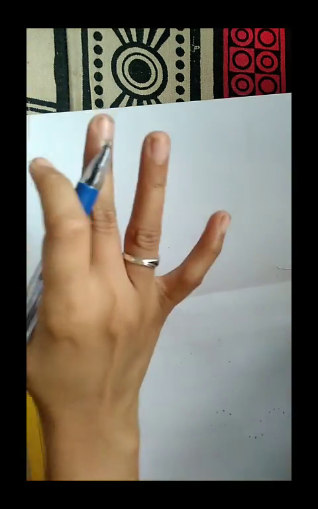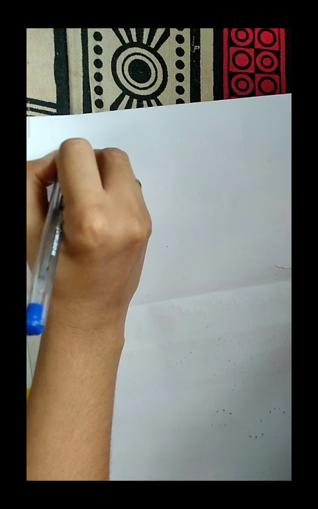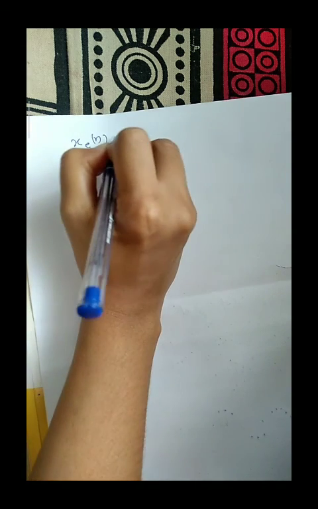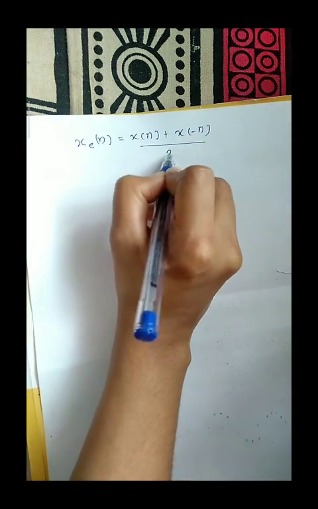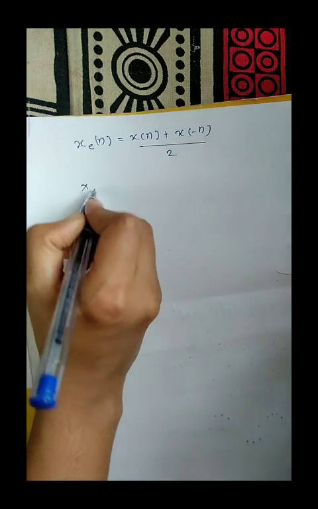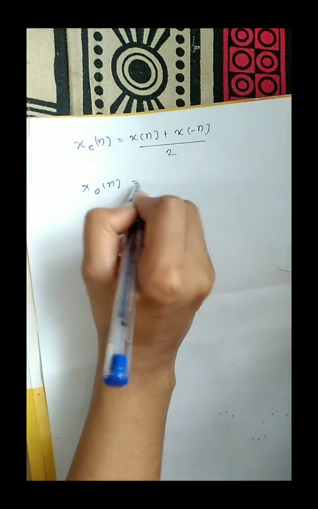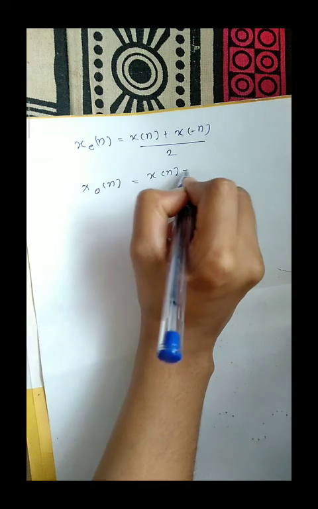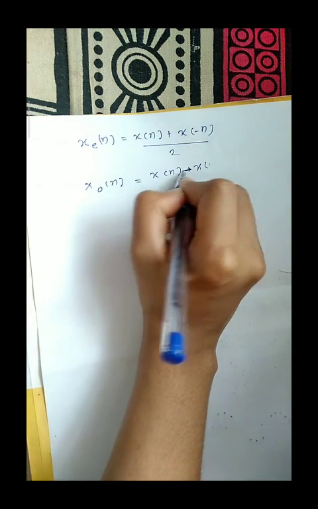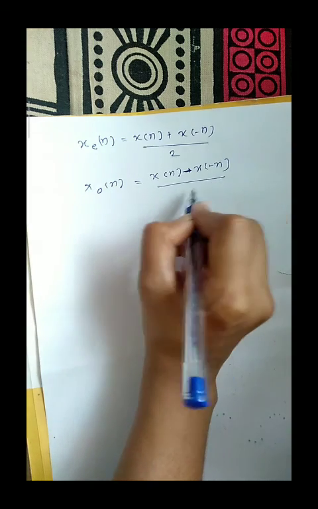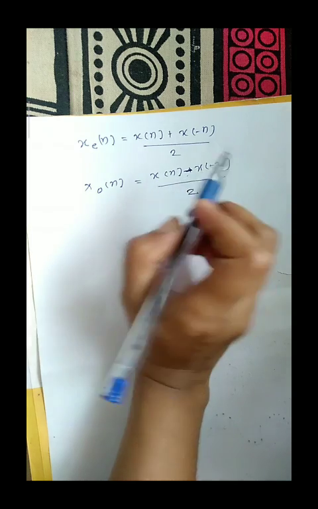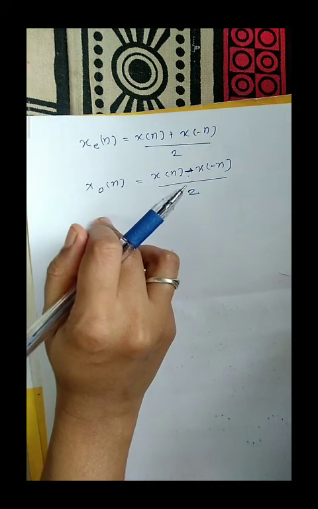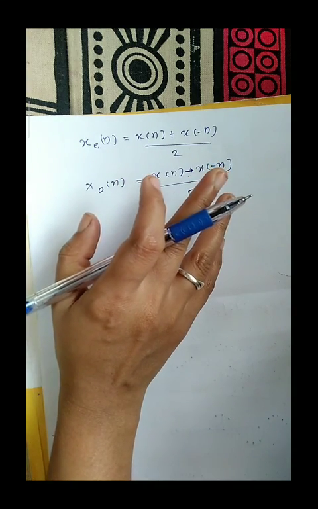The even and odd parts are obtained by x even of n is equal to x of n plus x of minus n, divided by 2, and x odd of n is equal to x of n minus x of minus n, divided by 2. This is the formula for even and odd functions.